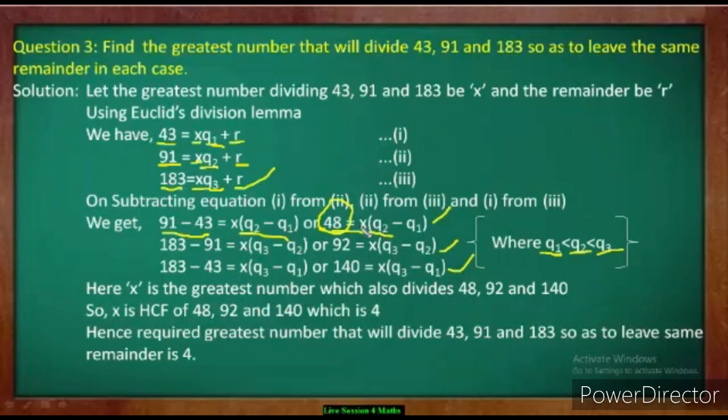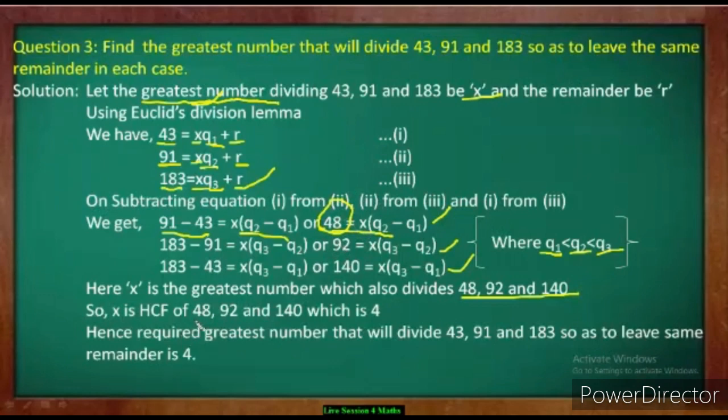Now in these three expressions you will find 48, 92 and 140. x is a factor of 48, x is a factor of 92, x is a factor of 140. And what is x? The greatest number. So x is the greatest number which divides all three numbers.